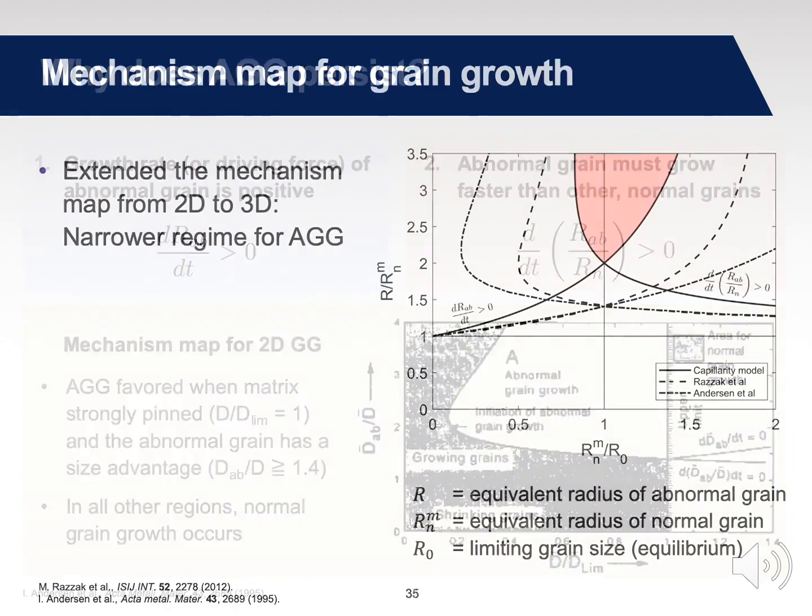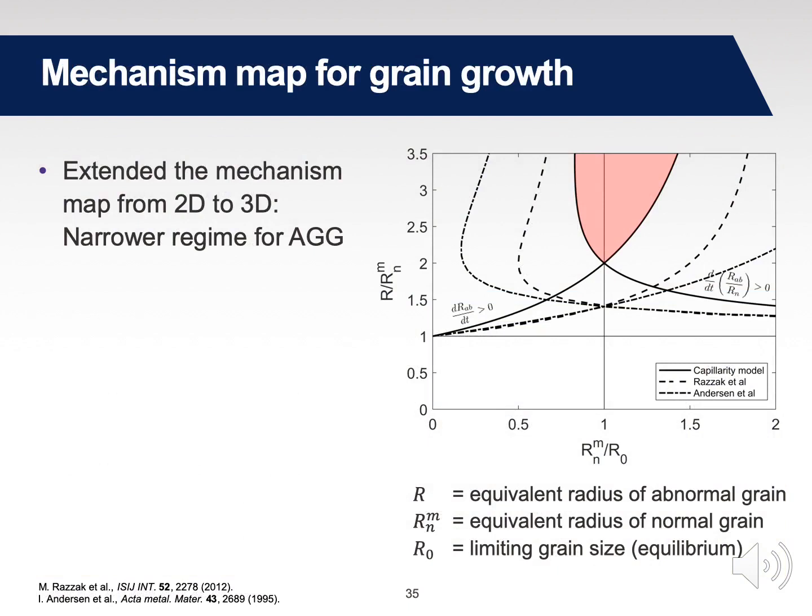We have extended this 2-dimensional model to 3 dimensions. Of course, we're considering a bulk specimen at the end of the day. And so we plot here our mechanism map in solid lines. That of other coworkers are in dashed and dot-dashed lines. And you see here that in 3 dimensions, there's perhaps a stricter criteria. When grains are fully pinned, an abnormal grain needs to have double the size of the matrix grain in order to grow abnormally, in order to lie in this characteristic field bounded by these 2 curves.